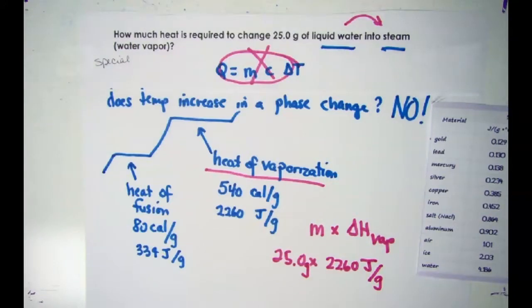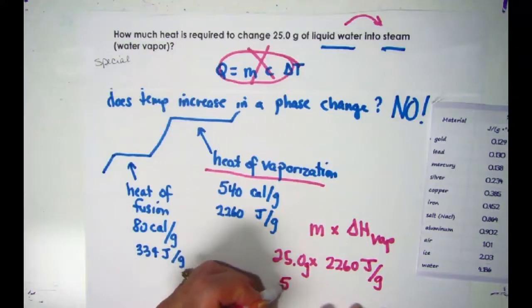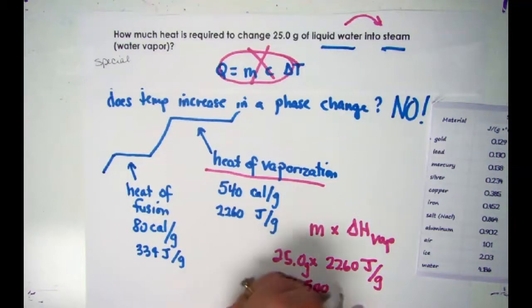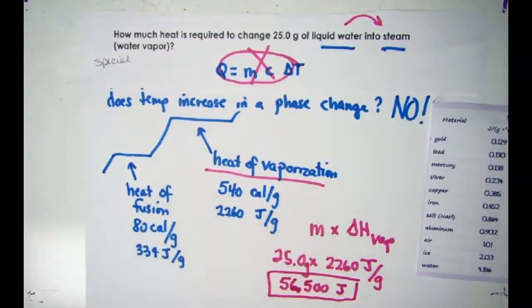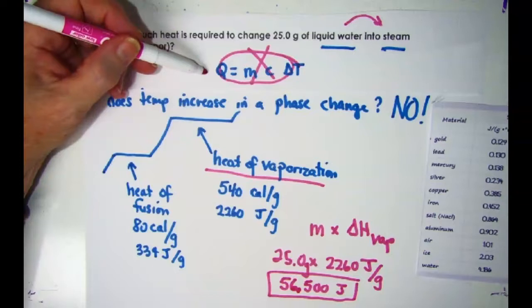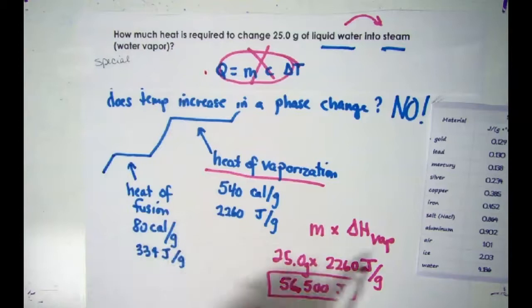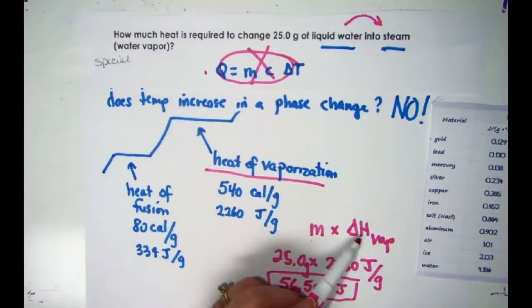And when we take 25 grams times 2260 joules per gram, we know that it takes 56,500 joules of energy to turn 25 grams of liquid water into steam. Okay? So please understand, when you see a problem like this, should you see one, you are not doing the basic Q equals MC delta T problem. You are doing a problem that is simply looking at the mass times the heat of vaporization.